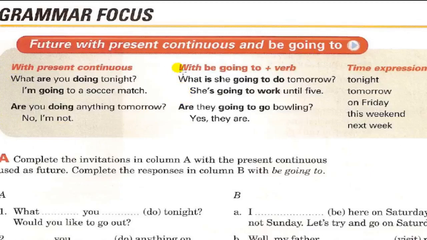With be going to plus verb. What is she going to do tomorrow? She's going to work until 5. Are they going to go bowling? Yes, they are. Time expressions. Tonight. Tomorrow. On Friday. This weekend. Next week. What is the difference between present continuous and be going to? Let's check this PowerPoint.